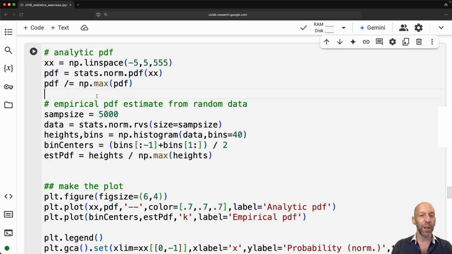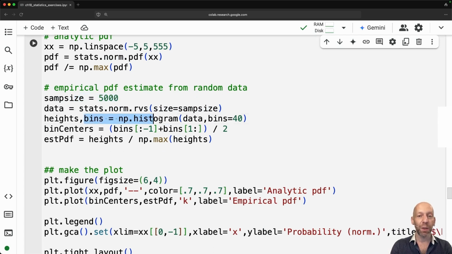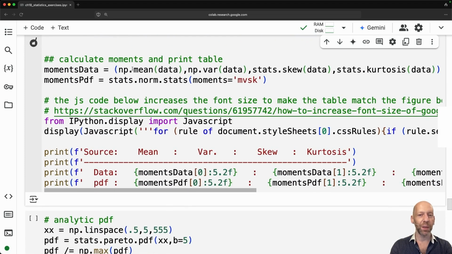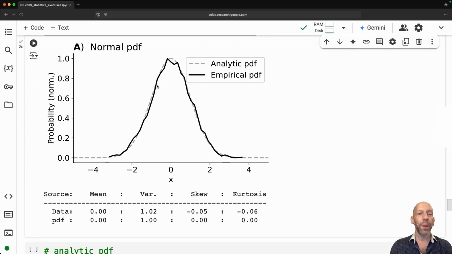Okay, and then here I'm generating an empirical PDF. So here I get random variates, you've seen this function before, from a normal distribution and 5,000 points according to this sample size. Then I'm getting the histogram of these data, and also then just dividing the histogram counts by the maximum number of counts, which again is exactly the same max val normalization that I'm applying here. Okay, so then plotting those, and let me show you that plot first, and I'll get back and talk about this code. Okay, so here we see the analytic PDF and the empirical PDF.